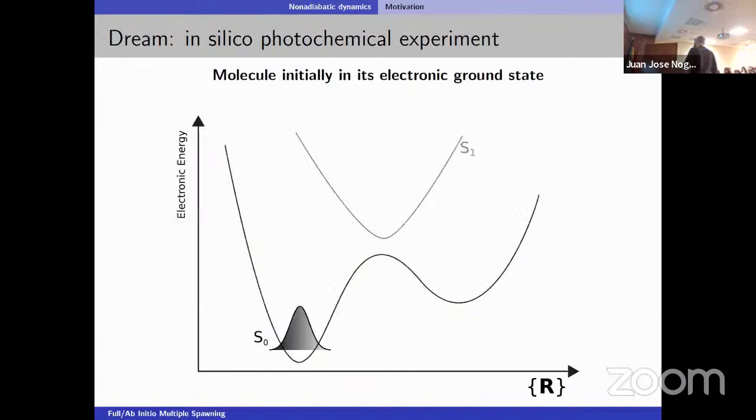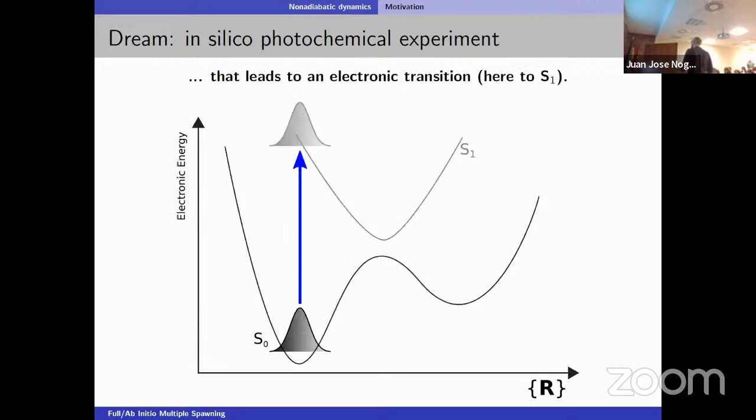So more generally, what is the picture we want to depict? What we would like to be able to do for a molecular system is the following little scheme. You have your molecule here in its ground vibrational and electronic states. And what we want to do is a little experiment where we come with a pulse of light. We excite this molecule into, say, the first excited state.